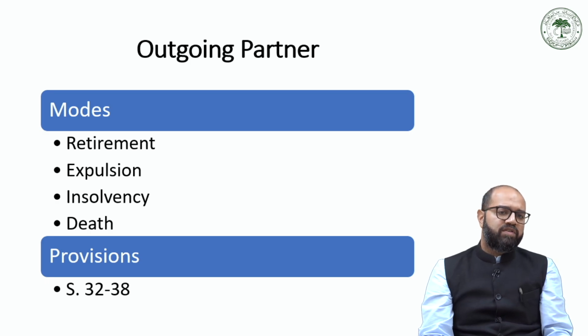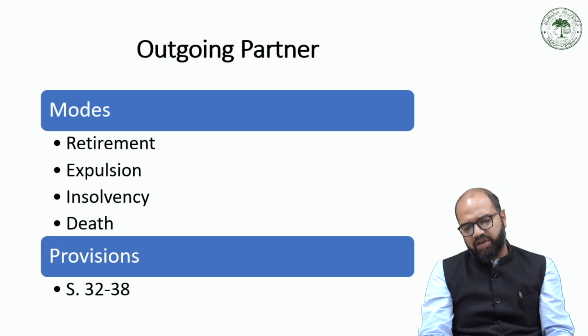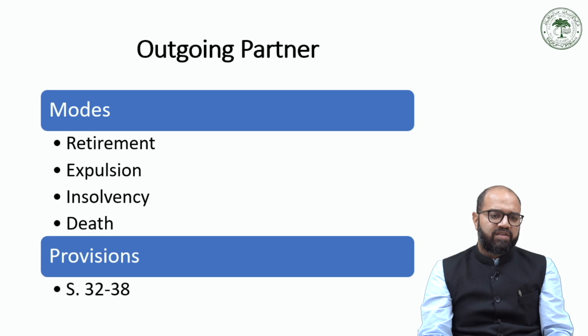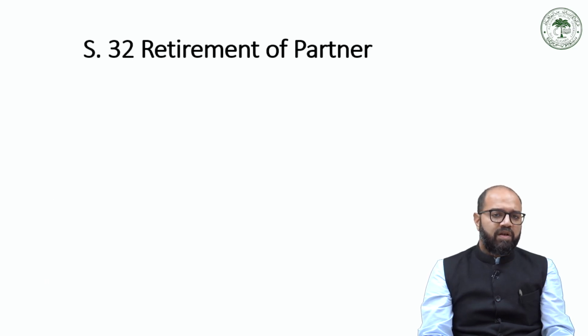So the provisions regarding the modes of cessation of a partnership of a partner are governed under chapter 5, and specifically we shall be looking at sections 32 to 38. Now we shall be discussing each of these modes in some detail. So firstly, we will be taking up section 32, that is retirement of a partner.